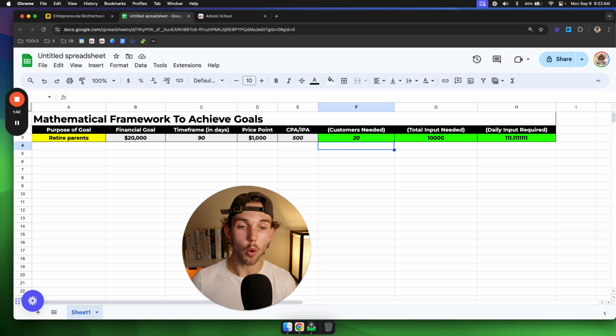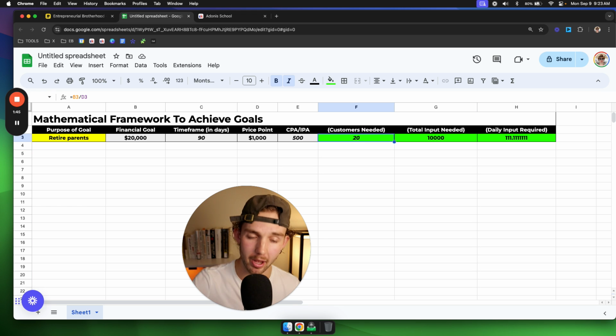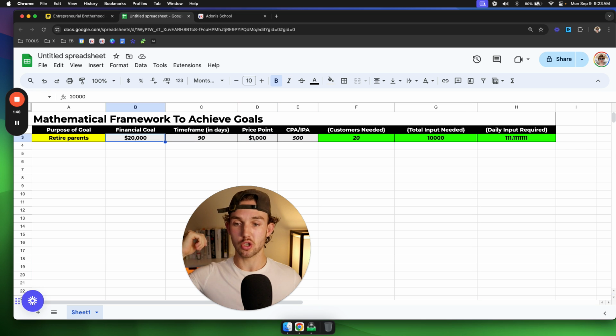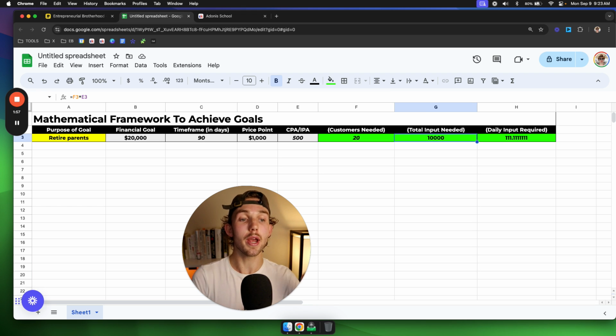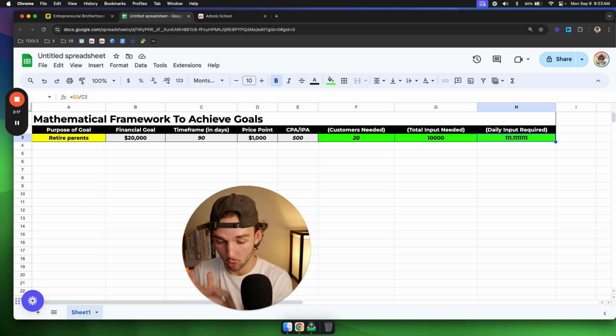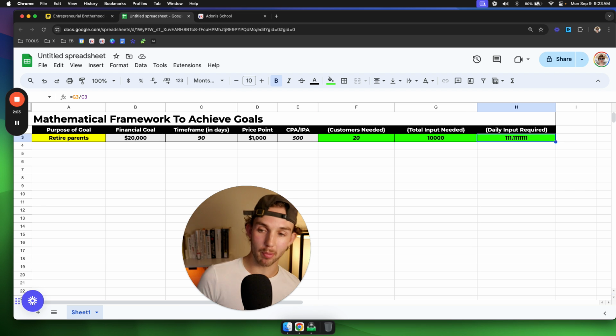So the rest of this is automatically calculated. I'll explain to you how it works so you know when you go to use this yourself. First thing it's going to do is automatically calculate how many customers you need. So if we want to hit 20K at a $1,000 price point, we need 20 customers. Makes sense. 20 times 1,000 is 20K. Now, total input required: the total input needed to get to our goal is 10,000. So it's basically saying, hey, Stefan, if you want to make 20K in 90 days, you need to do 10,000 outreaches over the course of the next 90 days to hit your goal. And then the last one is the daily inputs. It's broken that down into a daily requirement so we know what we need to do on a daily basis. How many inputs or how much money do I need to spend on ads on a daily basis? In this case, it is 111.111 repeating, so 111.